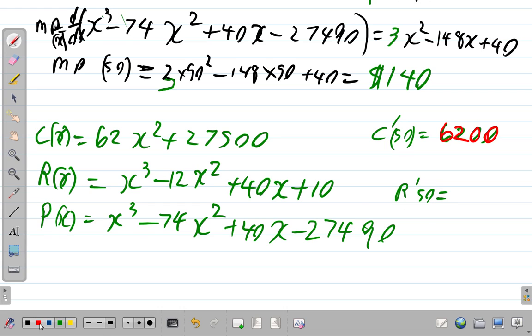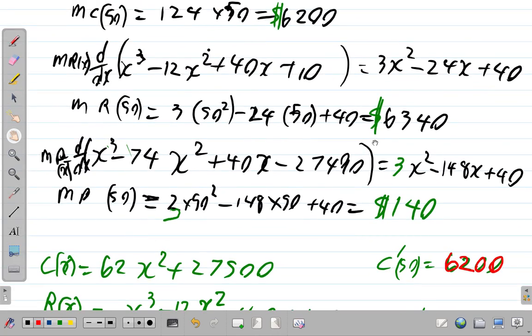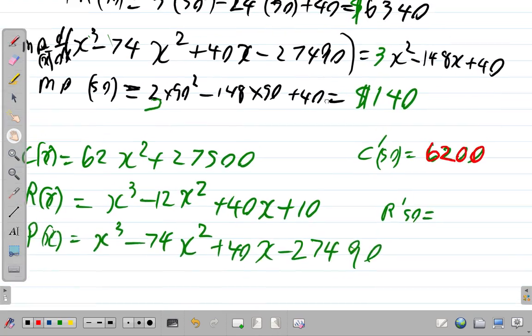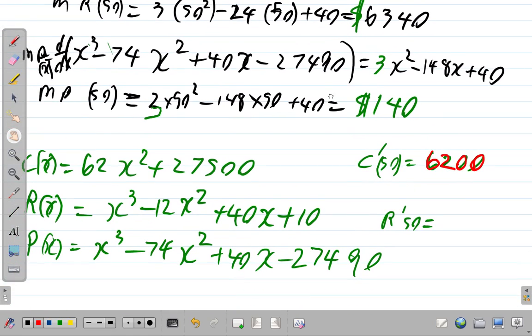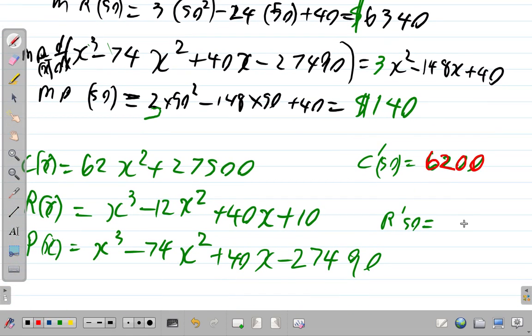R prime 50 was what? The marginal revenue at 50 was 6,340. And then P prime of x was 140.